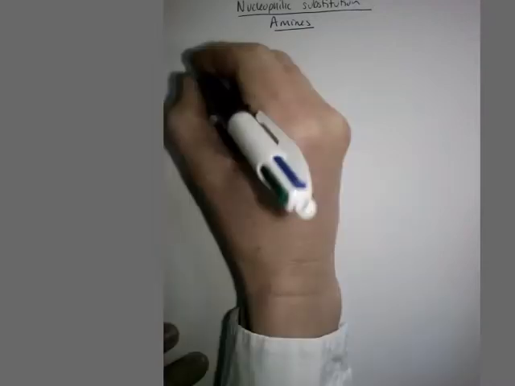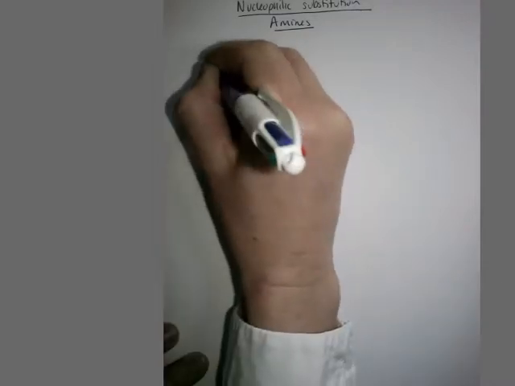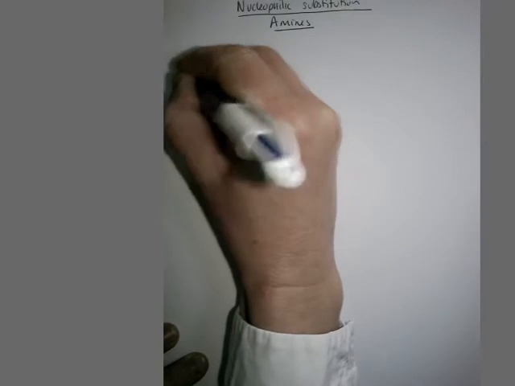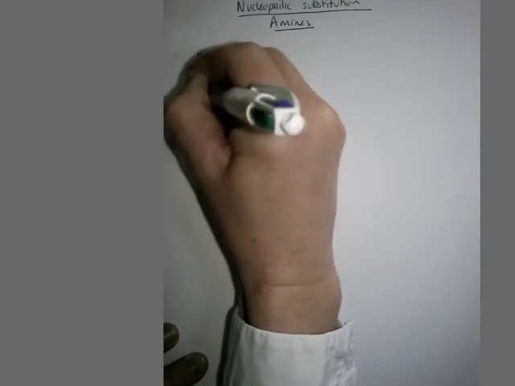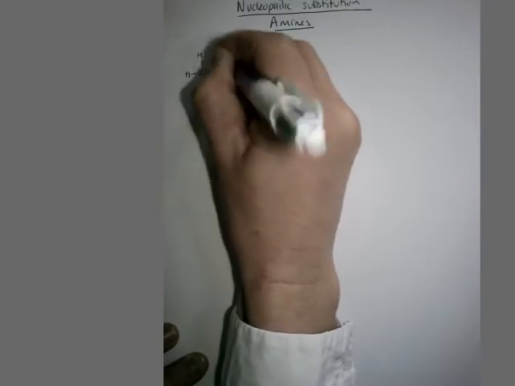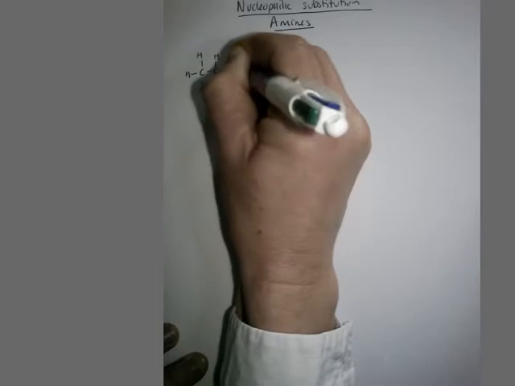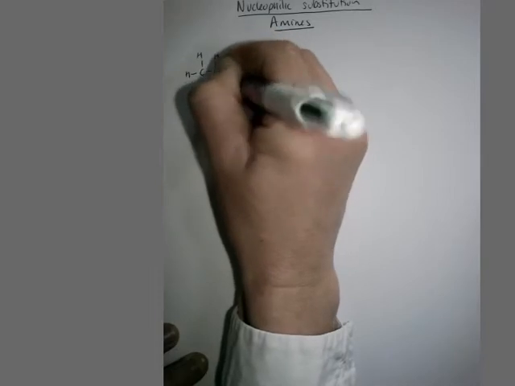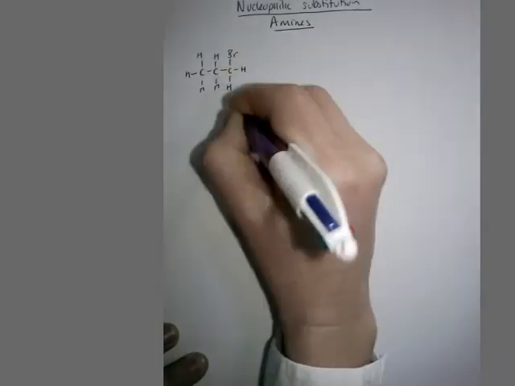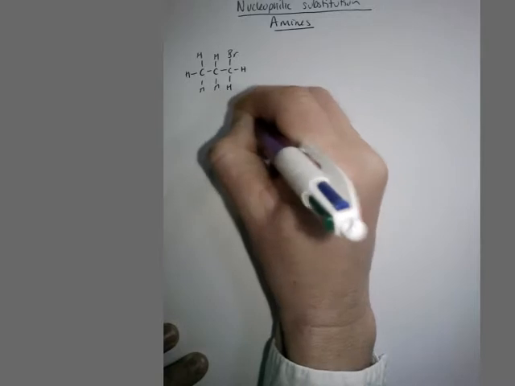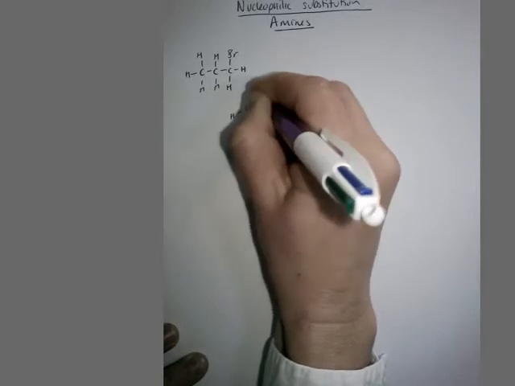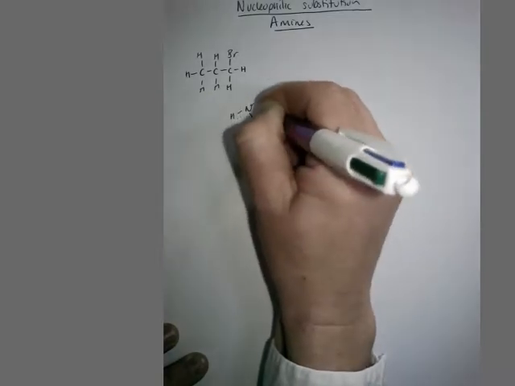So we're going to use, as our starting material, so we always start with a halogenoalkane. In this case I'm going to use 1-bromopropane, and our nucleophile is going to be ethylamine. So ethylamine has got the amine group attached to C2H5.